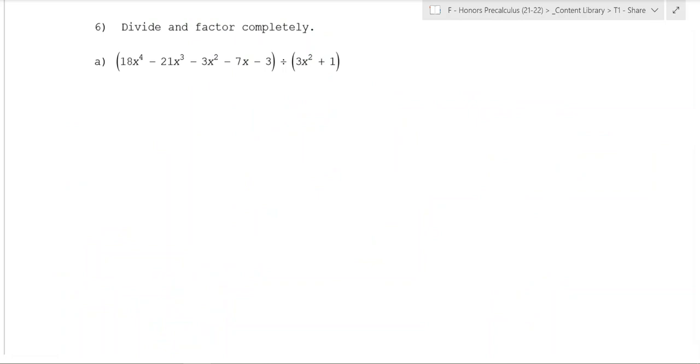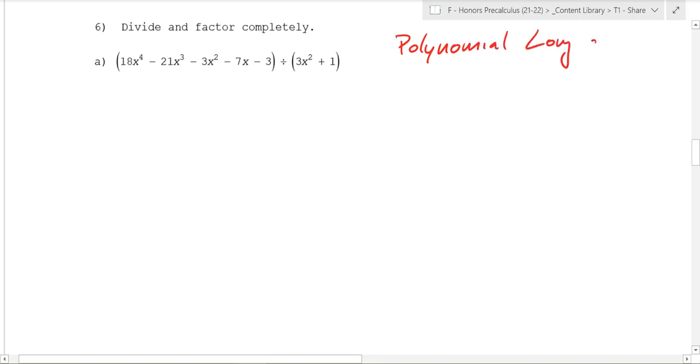Another method we're going to use to analyze graphs is polynomial long division. Really the only thing you need to remember for this is it's very similar to regular long division, and you need one phrase: leading over leading. Leading over leading.